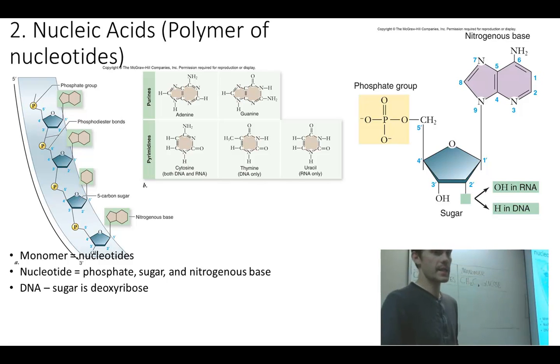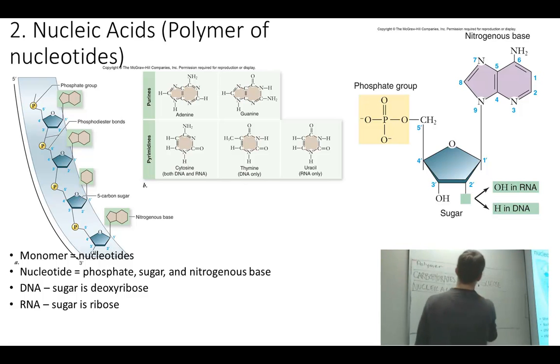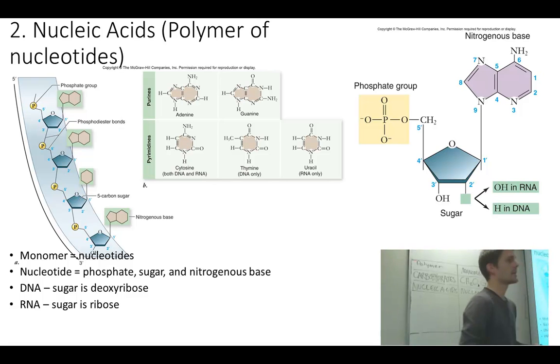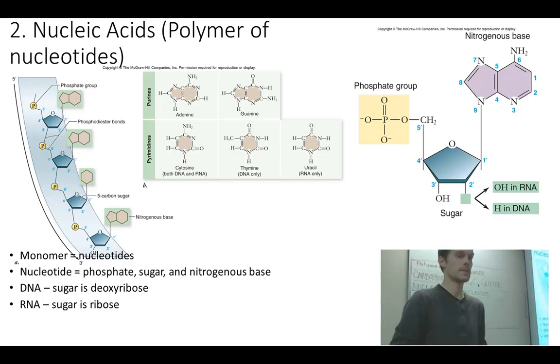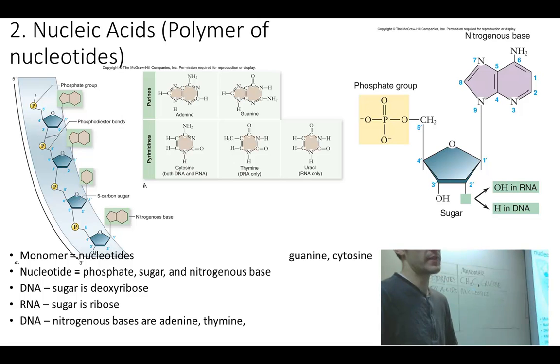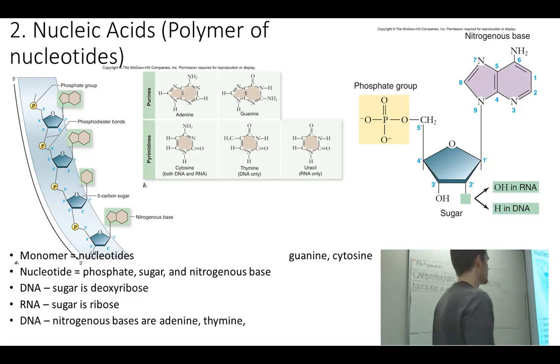Okay, nucleic acids, then, our monomer is a molecule called a nucleotide, which has 3 components to it: a phosphate, a sugar, and a nitrogenous base. Okay, DNA and RNA are the most common nucleic acids, and probably the most important nucleic acids found in the body. There are some other ones we're going to talk about too.